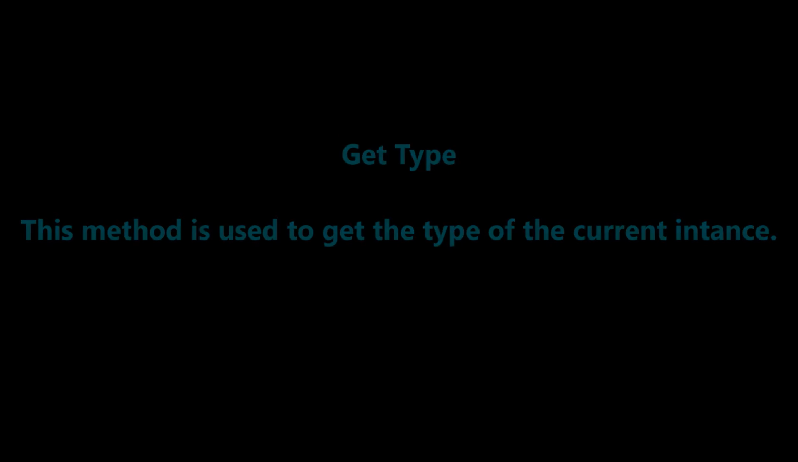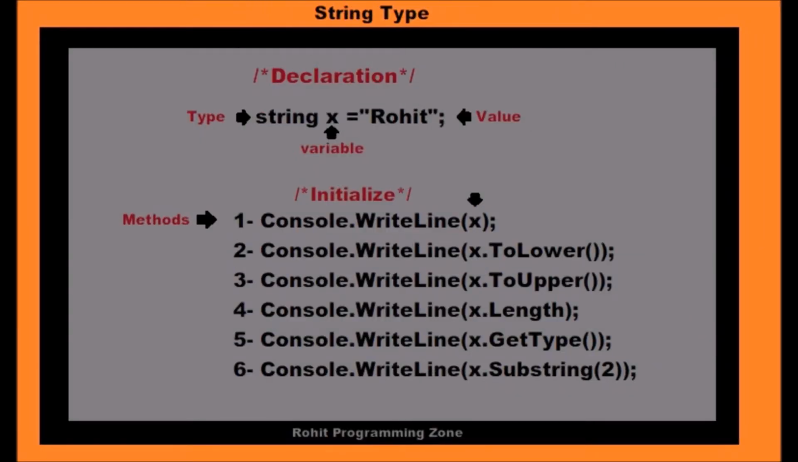So let's see how we can use these methods in our program. Here in the declaration, first I have defined the string type with the variable name x, and then I have assigned the value, followed by an equal sign, as "Rohit" within double quotes, ending with a semicolon. So in this way you can declare string values. And to initialize the value, you can simply call the variable name with the methods.